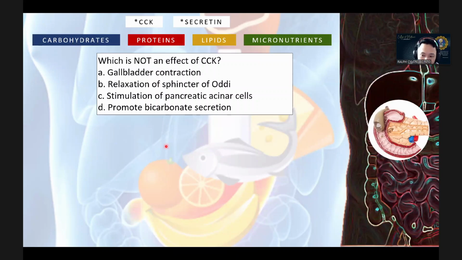Okay? And by doing so, once this pancreatic secretion is secreted into the duodenum, the bicarbonate there neutralizes the acidic chyme. Okay?